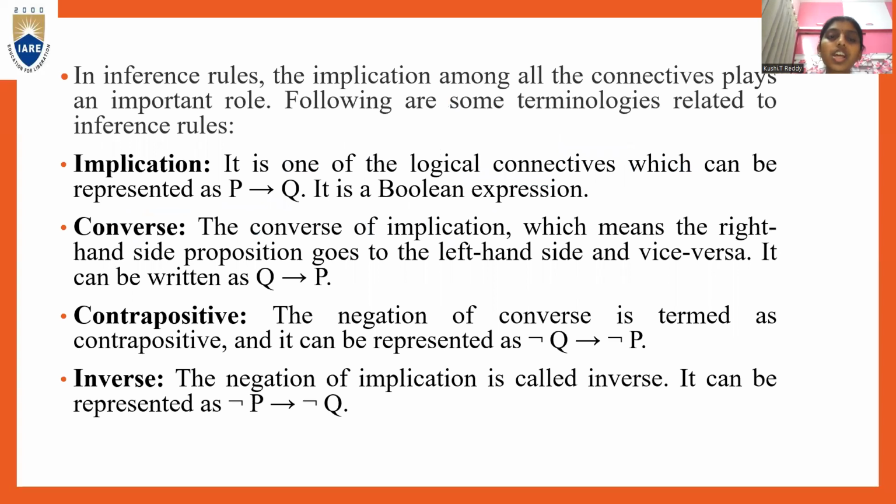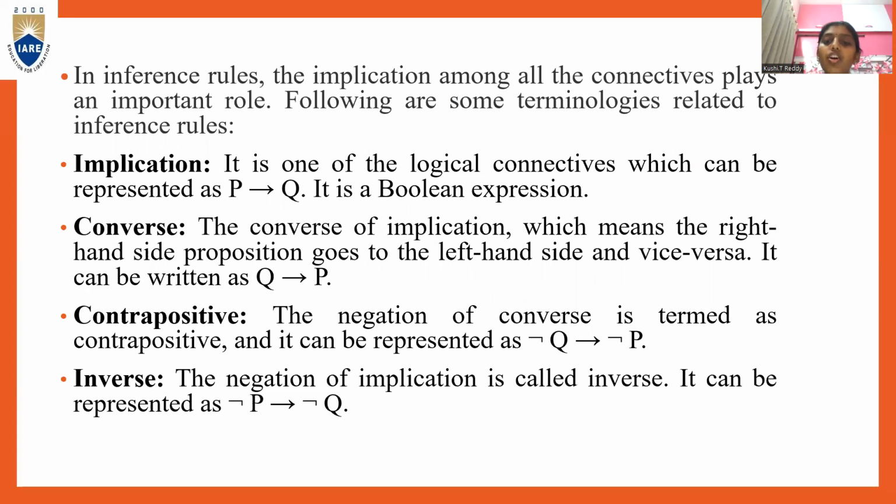In inference rules, the implication among all the connectives plays an important role. Following are some terminologies related to inference rules. So first is implication. It is one of the logical connectives which can be represented as P implies Q, and it is a Boolean expression. Converse: the converse of implication, which means the right hand side proposition goes to the left hand side and vice versa. So it can be written as Q implies P.